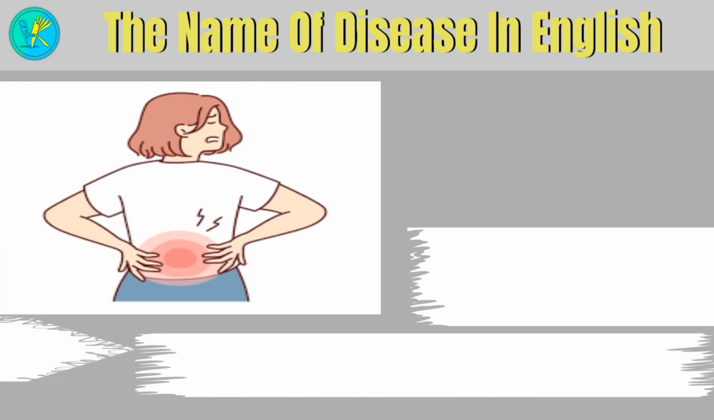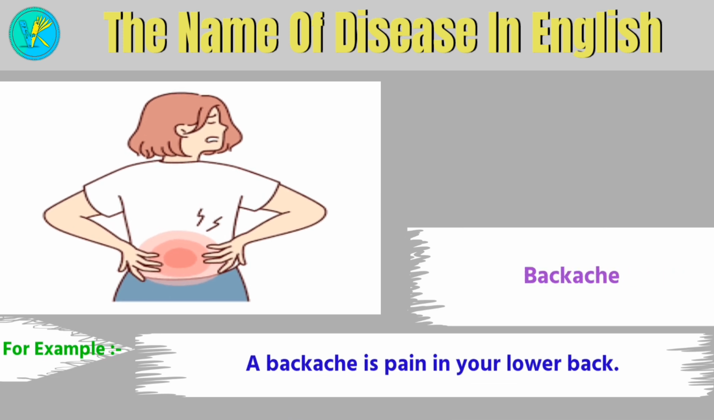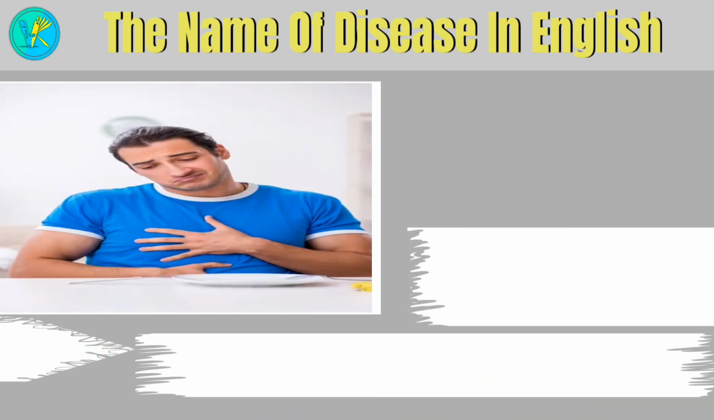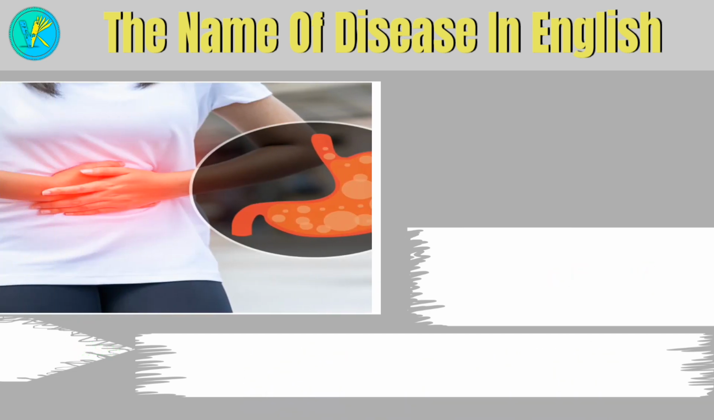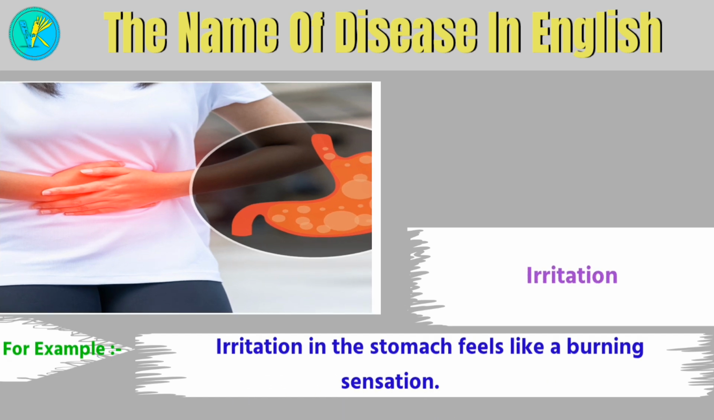Next, backache. For example, backache is pain in your lower back. Next, indigestion. For example, indigestion happens when your stomach feels uncomfortable after eating. Next, irritation. For example, irritation in the stomach feels like a burning sensation.